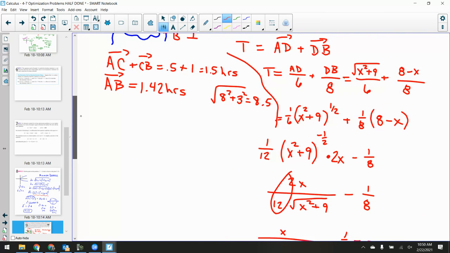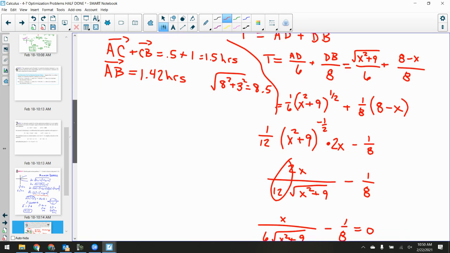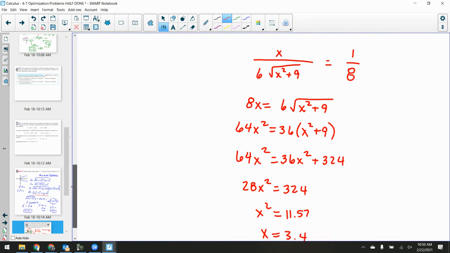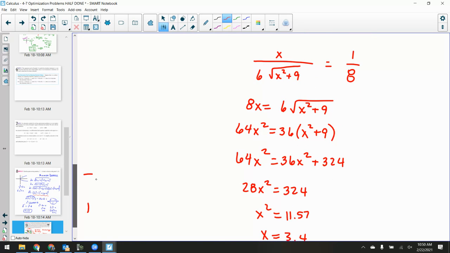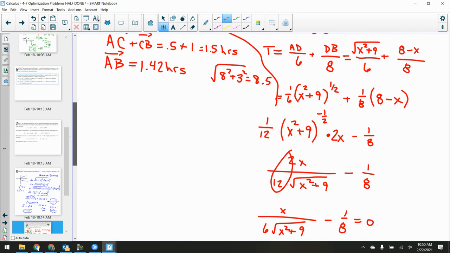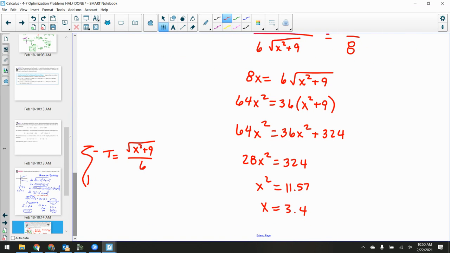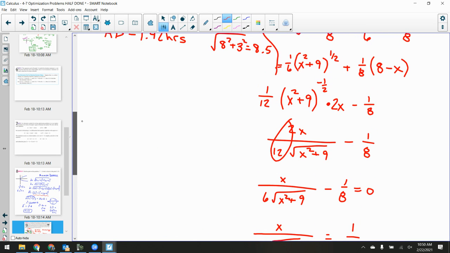Now, how do we know how long it's going to take? Well, we plug it back into our time, because time is equal to this function right here. So the time is going to be the square root of x squared plus 9 over 6, plus 8 minus x over 8, plus in between there, right? Yeah.